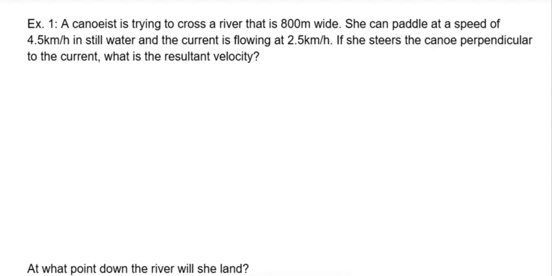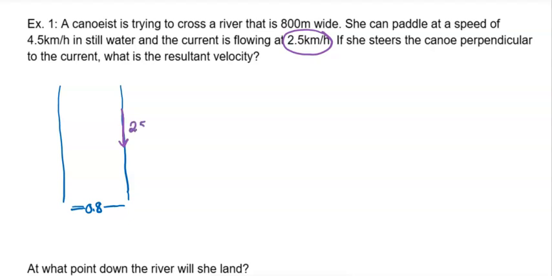First up, let's start by drawing a river, and we'll say that this is 800 meters wide. I'm going to convert this into kilometers right now so that I know it is in the right unit for later. The velocity of the current is flowing at 2.5 kilometers per hour. Just for the sake of this diagram, this is downstream. So this is 2.5 kilometers per hour, a vector. I want to make sure I don't get confused that this is a speed, whereas 0.8 is a distance.